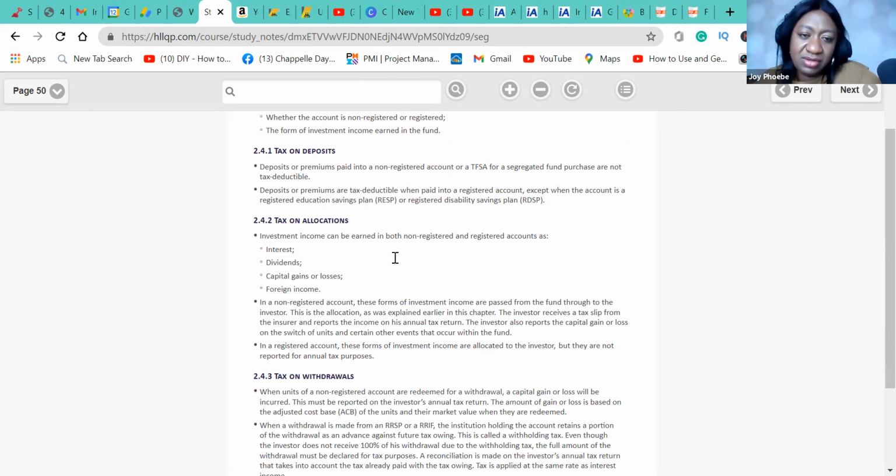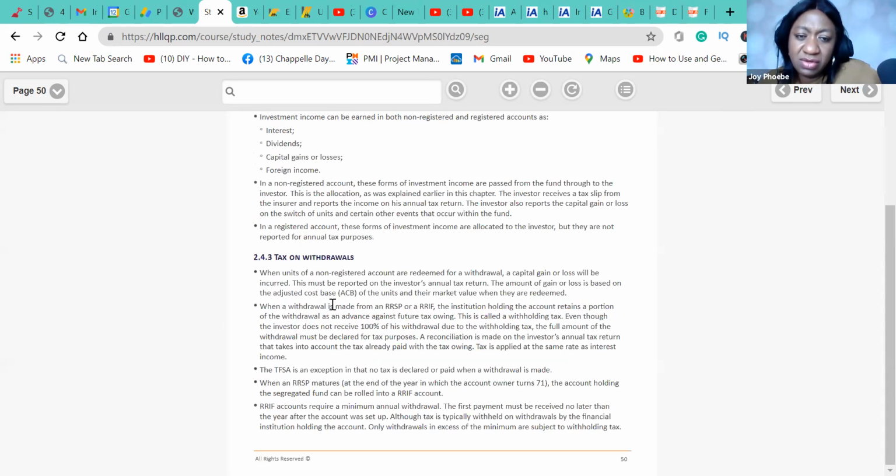Tax on allocation. Well, investment income can be earned in both a non-registered and registered account. In a non-registered account, this investment income is passed from the fund to the investor, and this is the allocation as we explained earlier. The investors receive a tax slip from the insurer and report the income in their annual tax return. The investor also reports the capital gain or loss on their switch. Okay, tax on withdrawal. When units of the non-registered accounts are redeemed for withdrawal, a capital gain or loss will be incurred. Well, the ACB will be calculated, and the insurance company will send you your receipt that you will report.